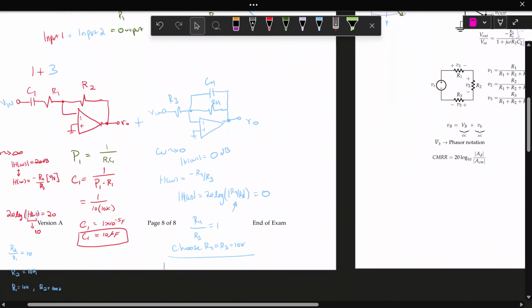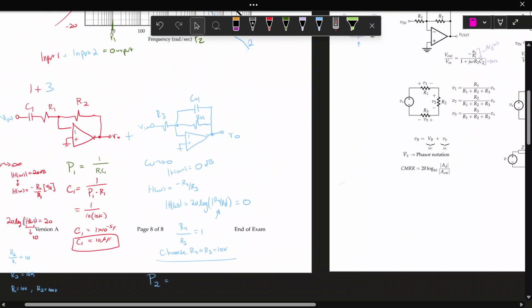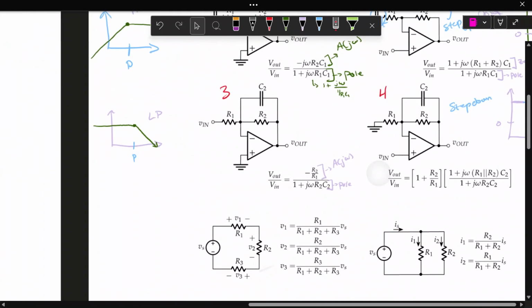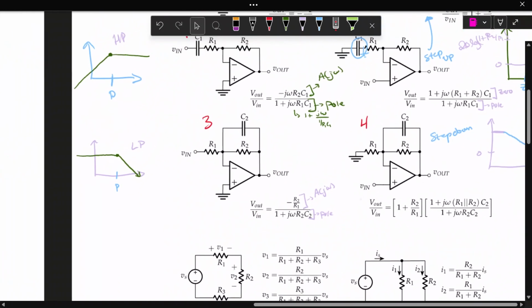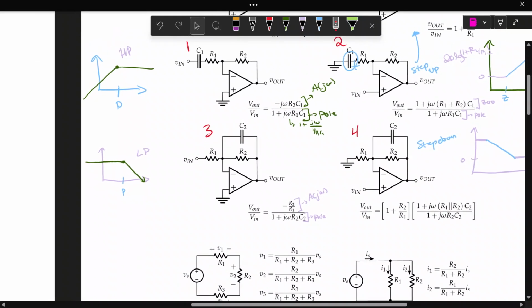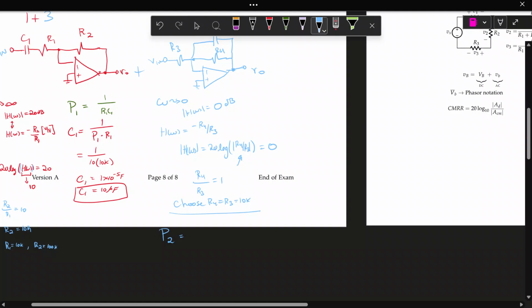So P2, we know P2 is equal to, well, what is it equal to? It might change. Well, let's look at the transfer function here for number 3, right? Yeah, 3. So for 3, it's the same thing as 1. 1 plus j omega R2C2. So we know then that P2 must be equal to 1 over R4C4. Again, we're doing the same algebra that I showed y'all earlier for P1.